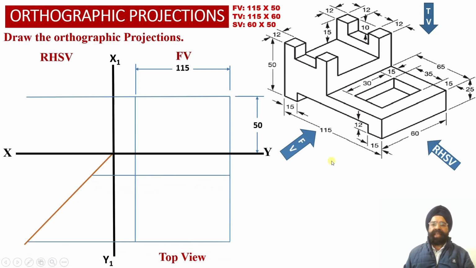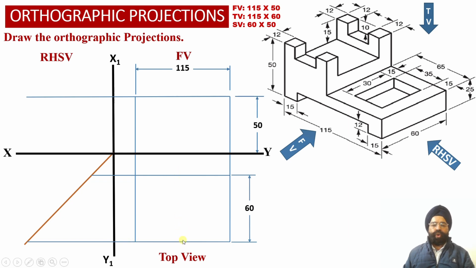Now we know that the depth of the solid happens to be equal to 60 millimeter. We have marked the depth of the solid equal to 60 millimeter in the top view projection by drawing two horizontal projector lines which are separated by a distance equal to 60 millimeter in the top view projection over here.